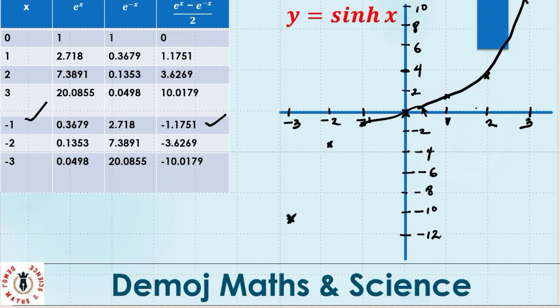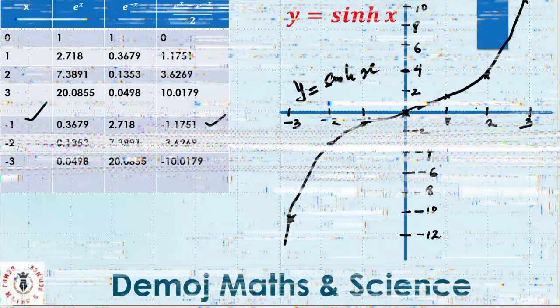It's my free sketch drawing. So here is a graph of y is equal to the sinh of x. Now next, we begin to look at the graph of y is equal to the tanh of x.